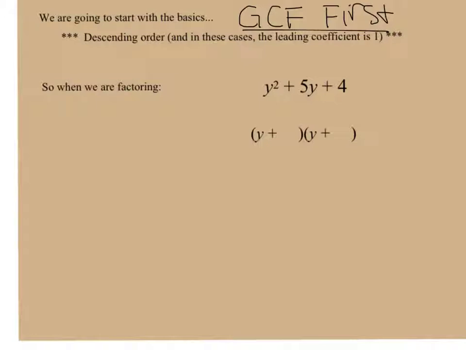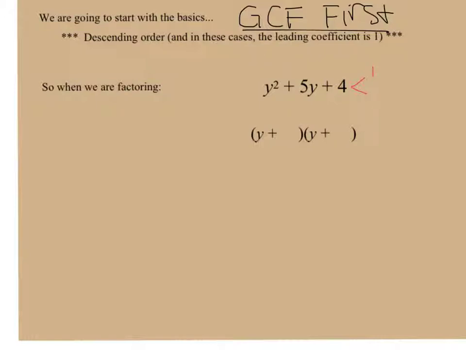The next thing that we would do is put it in descending order. In all of these cases, the leading coefficient is going to be 1, and so we're going to descend from the highest variable term, or the highest degree term. In this particular case, that would be y squared plus 5y plus 4. It's already in descending order. So now, when I'm factoring this, I'm going to look at the factors of 4 in order to see what set can add to make a 5 at the same time multiplying to make a 4.